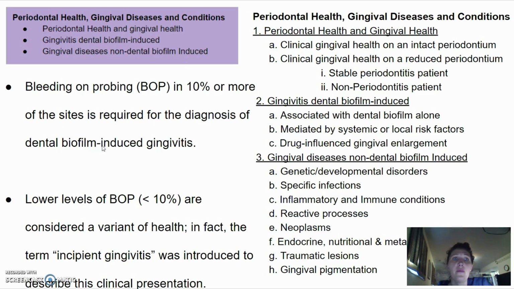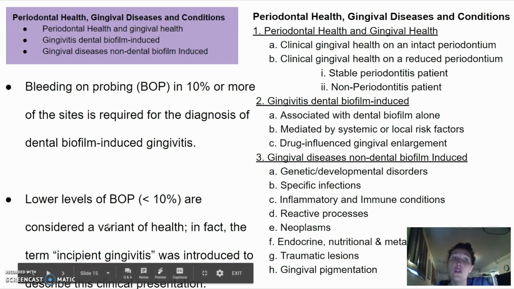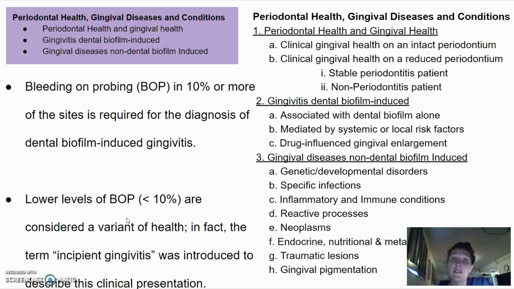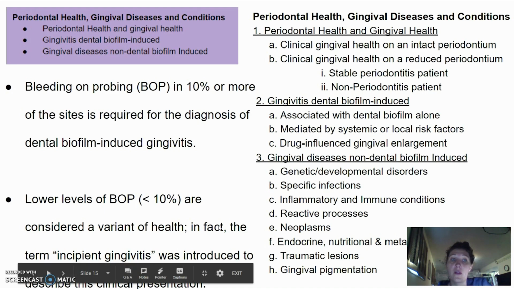Okay, bleeding on probing in 10% or more of the sites is required for the diagnosis of dental biofilm-induced gingivitis. So if we look at this section here, if they have gingivitis and it's caused from biofilm, we can say, generalized gingivitis associated with dental biofilm alone. That has to be in at least 10% or more of the sites. Lower levels of bleeding on probing, less than 10%, are considered actually a variant of health. In fact, the term incipient gingivitis was introduced to describe this clinical presentation of disease.